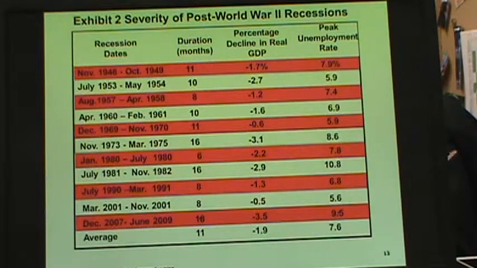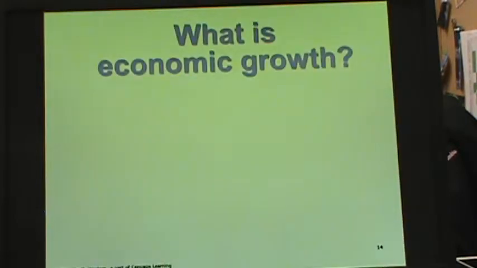You can see the average too, which is kind of cool. So our average recession in the United States is 11 months, and we average about a 1.9% decrease in GDP when we're in a recession, and you can assume that the unemployment rate is going to be about 7.6% during a recession.